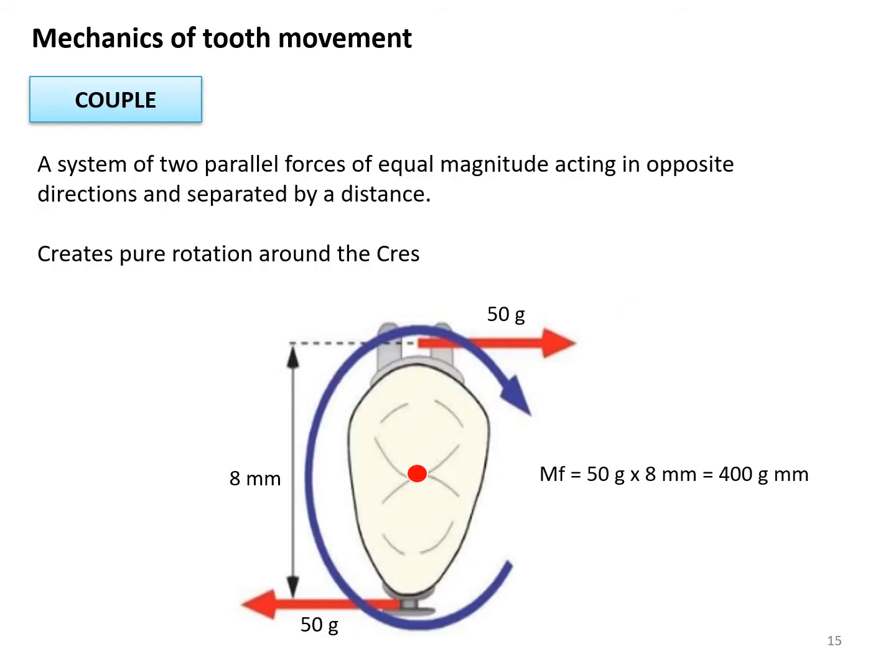So the next concept is a couple. Here it is nothing but a system of two parallel forces of equal magnitude acting in opposite directions and separated by a distance. So this couple creates pure rotation around the center of resistance. We will go into the details a little later. So what you need to understand here is it's nothing but two parallel forces of equal magnitude acting in opposite directions separated by a distance. That is what is known as a couple.